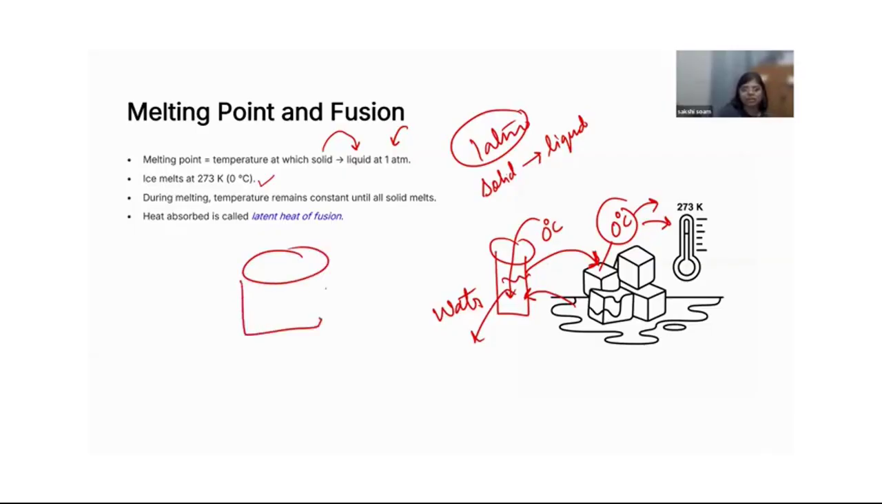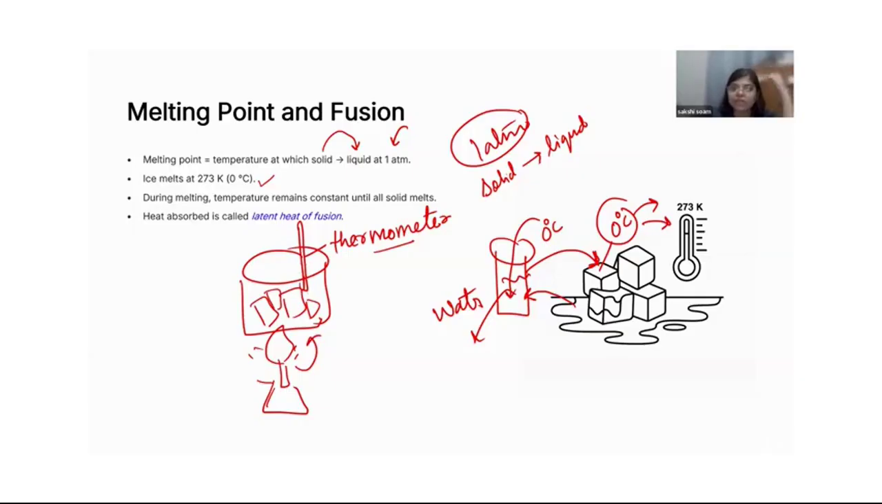Let us take a beaker of ice and start heating it with a Bunsen burner. You put a thermometer as well, and now you increase the temperature, but you see that the reading on the thermometer is not changing. Why? Because until the entire ice, which is at 0 degrees Celsius, gets converted to water at 0 degrees Celsius, there will be no change in the thermometer reading.